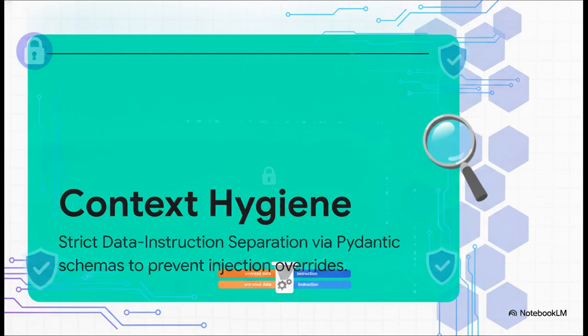The underlying technical concept making that block possible is called context hygiene. Simply put, this is the strict enforcement of data instruction separation, using pedantic schemas. Basically, the system treats absolutely all forum text or Moodle inputs as untrusted data strings. They are never, ever concatenated directly into the core system prompts, which completely neutralizes any adversarial attempts to manipulate the AI. It's a brilliant safeguard.